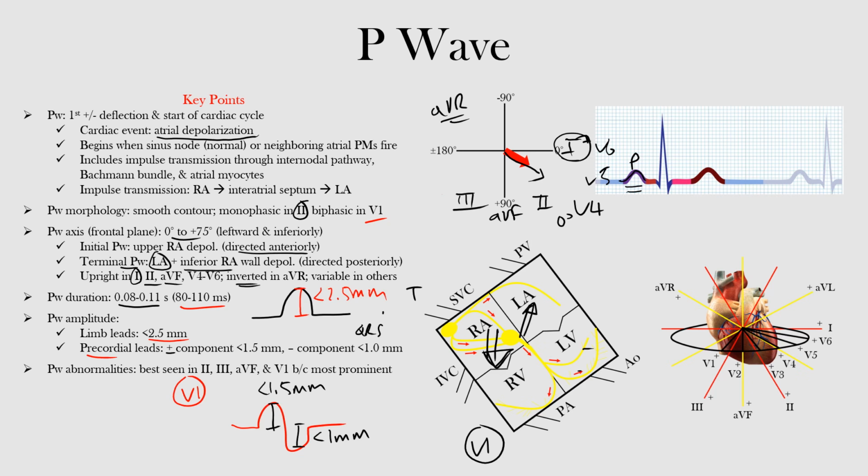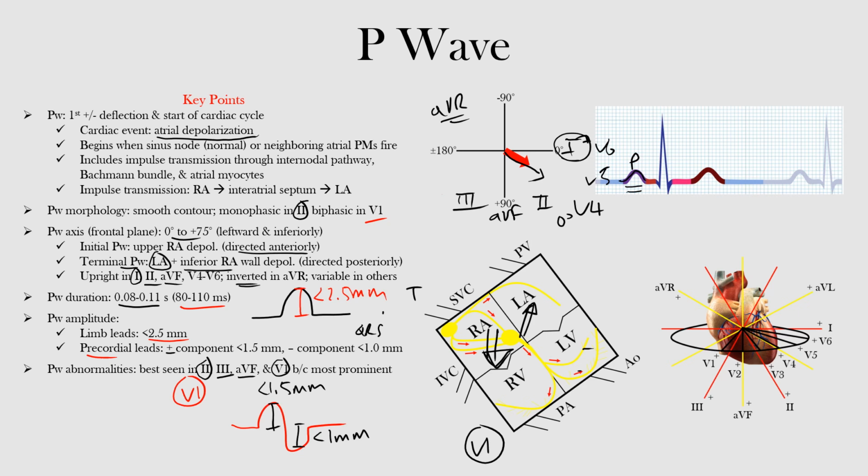The reason we want them less than that is because if they're greater than that, we can have P wave abnormalities where we can see atrial enlargement and so forth. Some of these P wave abnormalities, the best leads to look for them are in leads 2, 3, AVF, and V1, because that's where the P waves are the most prominent. Hopefully this is starting to make sense. So review this material and make sure you know it, because when we start looking at different rhythms and atrial abnormalities, you'll notice changes occurring in the P wave, and that's how you'll be able to tell what's going on.